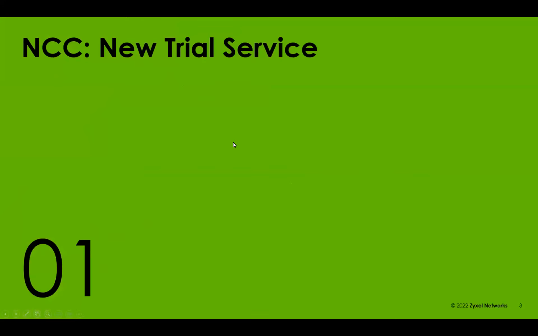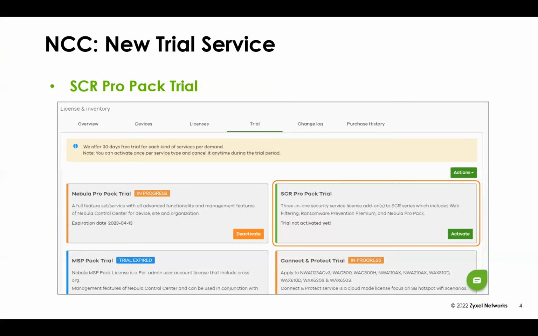Okay, so starting off, our new trial service. We do have a new product in the pipeline called our SCR. It's a Wi-Fi router for the home that can be used within Nebula. We have a Pro Pack trial for this particular security router. The security router is like a 3-in-1 with the Pro Pack, which includes web filtering, ransomware protection, and then Nebula Pro Pack.